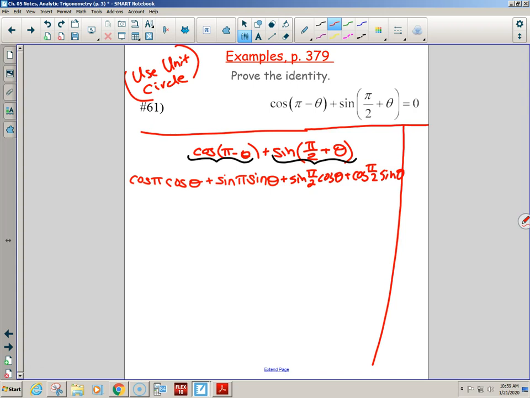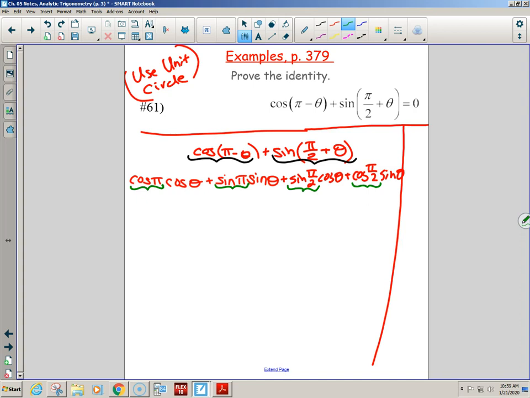Couldn't have used the unit circle here. Why all of a sudden can we start using the unit circle now? Oh yeah! You guys just take a sec and look at pieces that are in here. Cosine of pi is totally unit circle. Sine of pi, totally unit circle. Sine of pi over 2, cosine of pi over 2.